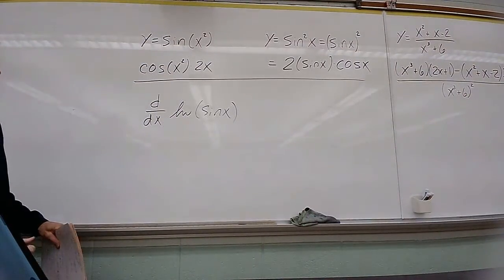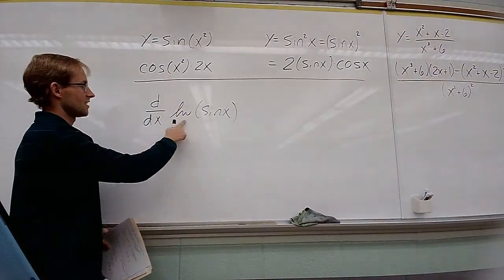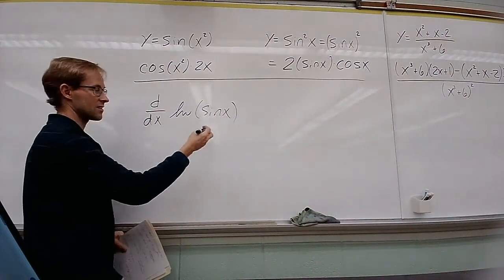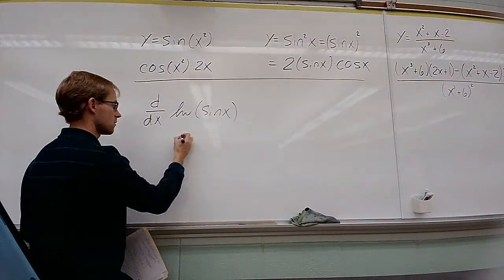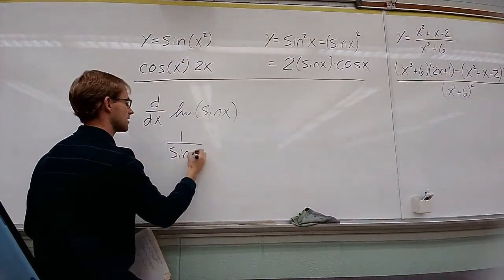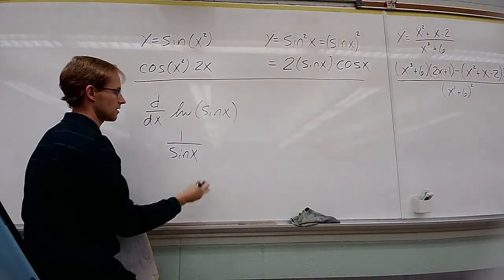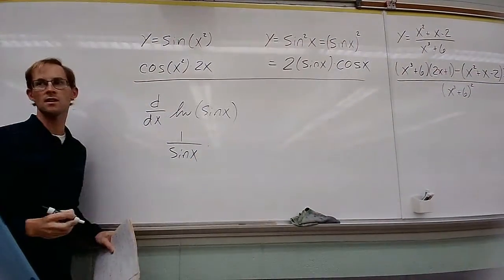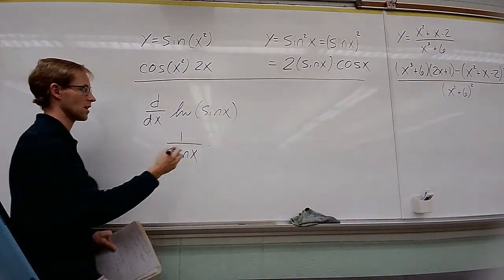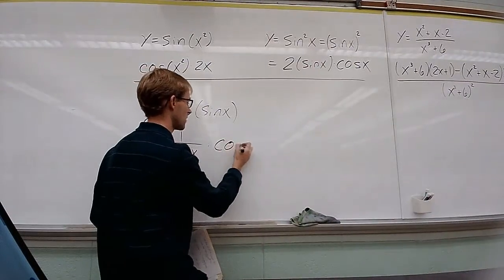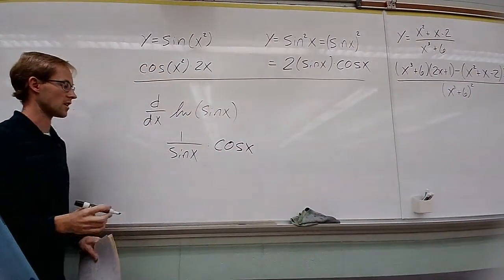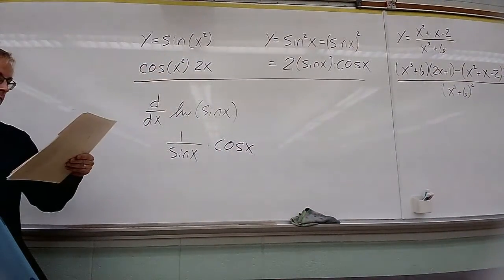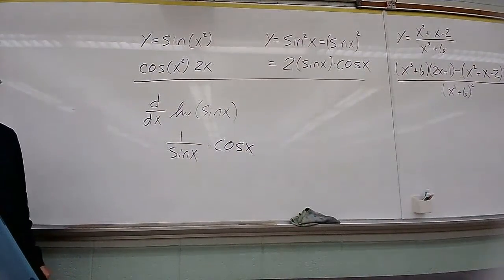So, in this case, the whatever is a sine of x. So, 1 over sine of x, but we still have this inner function. So we got to multiply that by the derivative of the inner function, which of course is cosine, as you've said twice before already. Derivative of sine is cosine. So yeah. Questions on that?